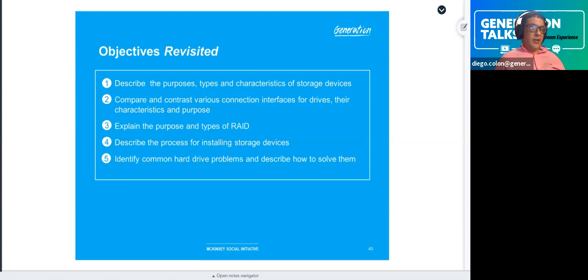So we need to be able to identify the variance between your 0, your 1, your 5, your 0 plus 1, and your 1 plus 0. Describe the process for installing your actual storage devices and identify your common pitfalls. We need to obviously understand the main use of these drives is for data storage. It's able to process and hold information. There are multiple types of drives, as we stated. And with this information, that's as far as I go.